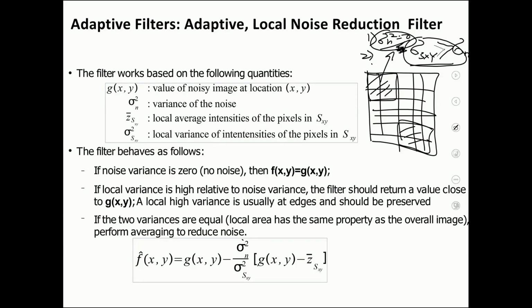Now the third case is if the 2 variances are equal. This is 1, and this will be cancelled with this one, right? So what we have here is the mean, and we are only left with the mean value. So if the noise is strong, we are just doing mean filtering. If the noise is 0, or less, we don't need to do anything, or we do something in between.